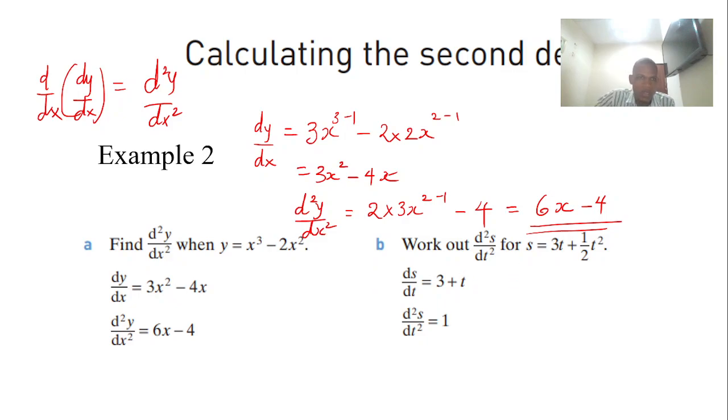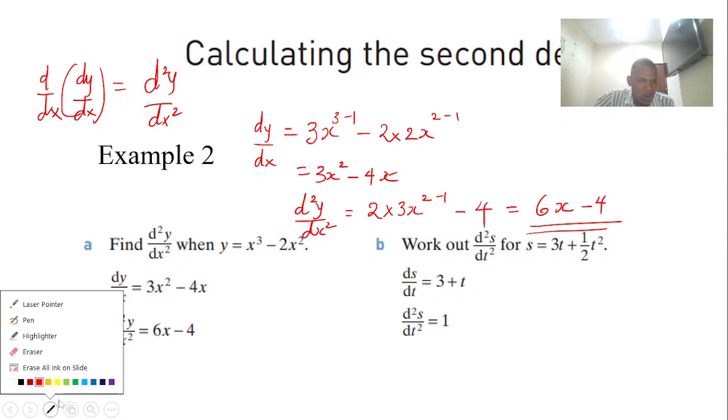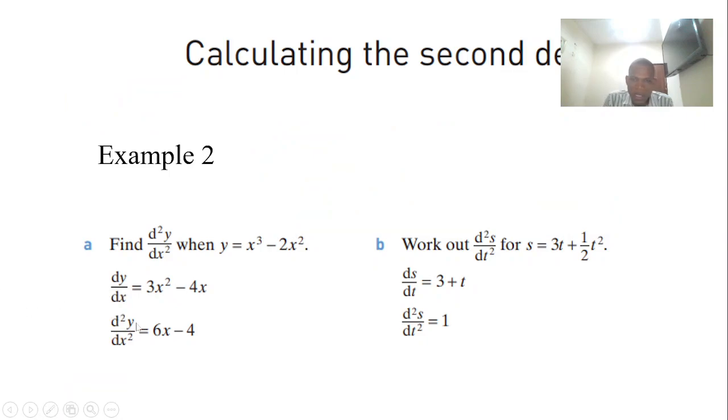Now for this, you say work out d squared s over dt squared for s equal to 3t plus half t squared. Don't forget the reason why we have dt is because s is a function of t, right? So basically I'll differentiate once, so I'll find ds over dt first. If I differentiate 3t, I should get 3, from that third law I just showed you.